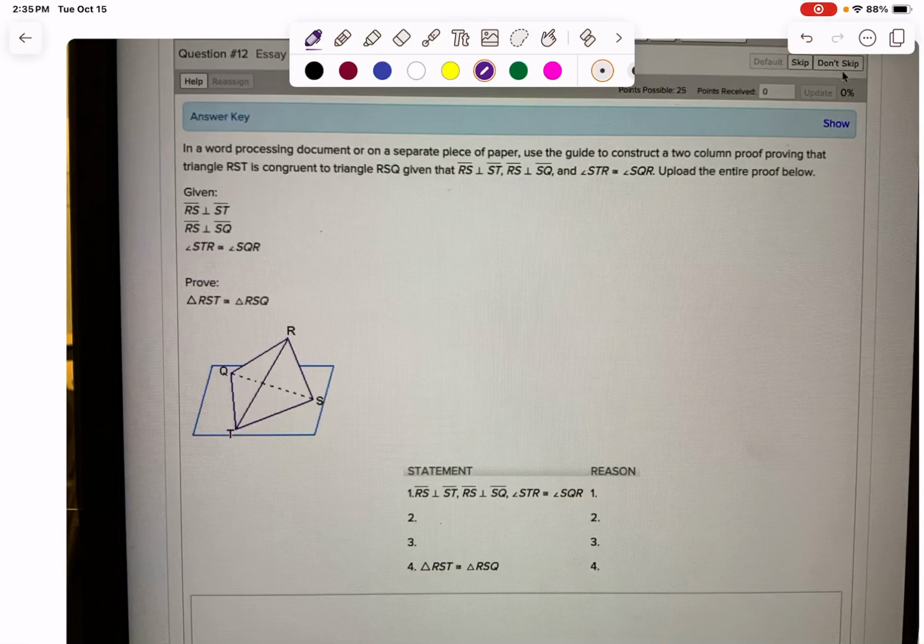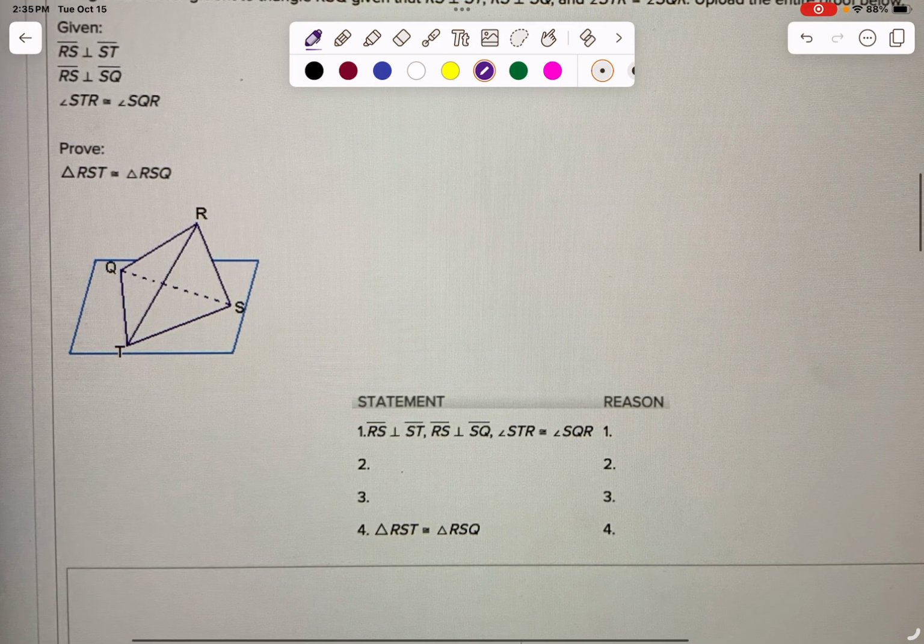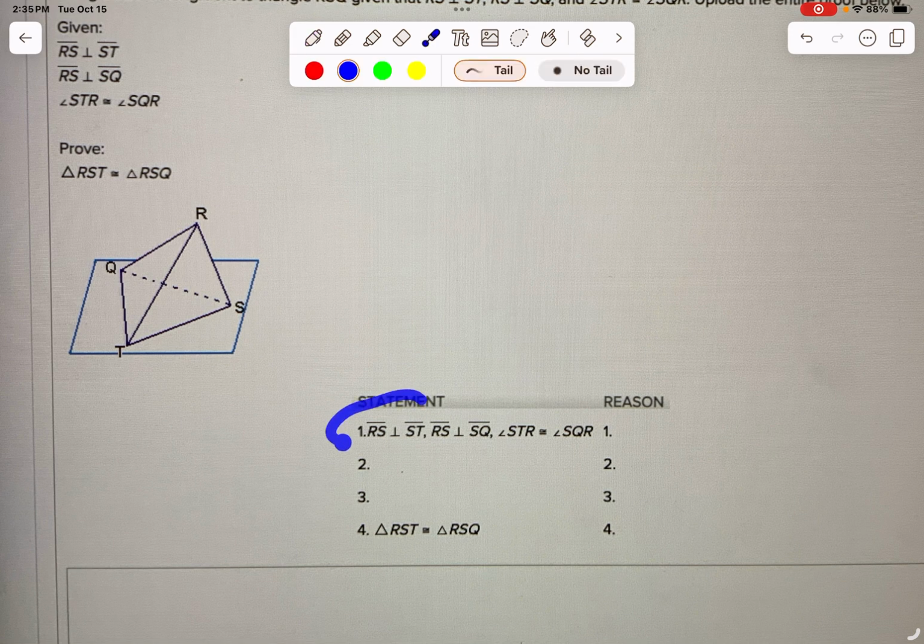Okay, so if I were going to solve this problem, the first thing I would do is go through and start to label the things that I know. So you know that all of this material here is from your given up here. So that first one has to be given.